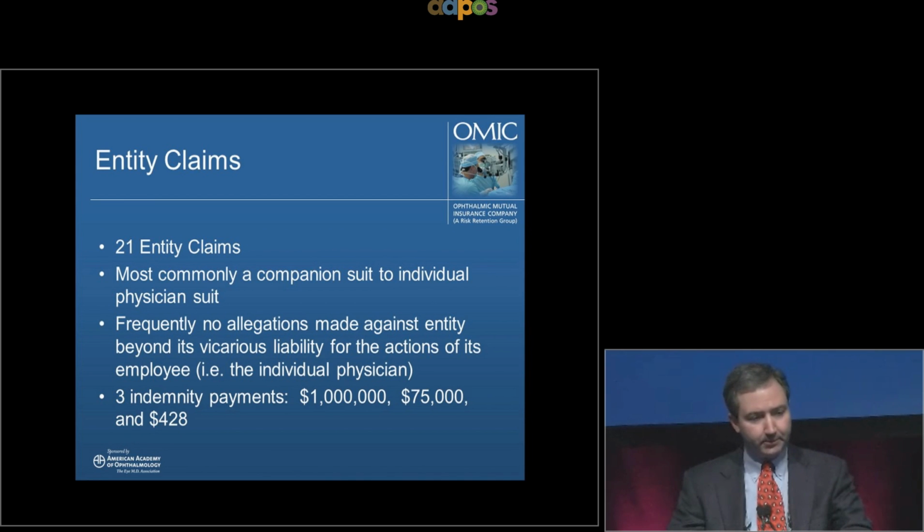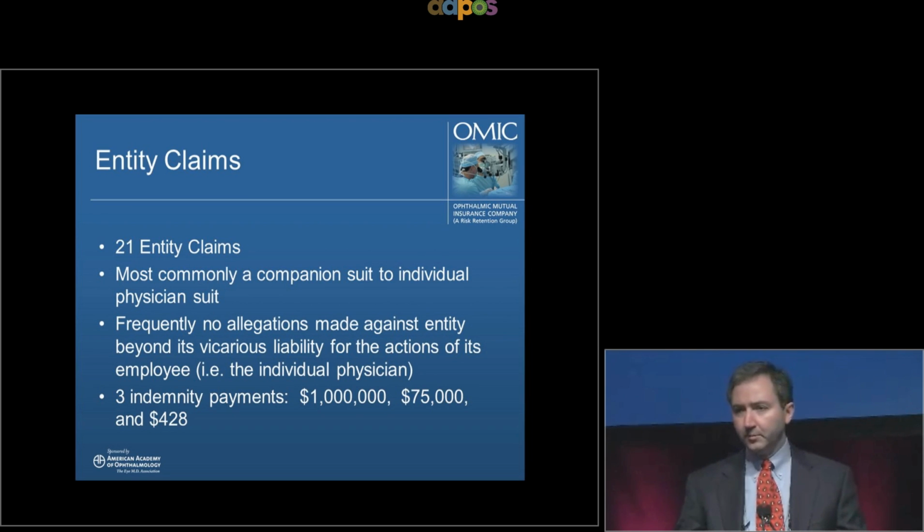There were 3 indemnity payments, and sometimes the entity itself was held to be separately responsible from the physician. Generally, the entity was either dismissed from the case, or if the physician was held liable, the entity itself was not held liable. But there were a couple of cases, I'll tell you, not to get too far into the weeds, because we're going to try to keep this fairly general today, to show you how an entity claim might come about.